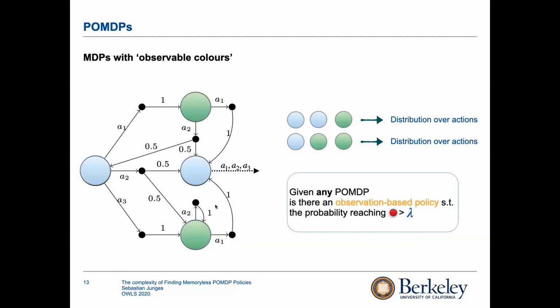you can take. So initially, you only see a blue state, and then you have to select a distribution over A1, A2, A3. Then you might see now we're in a green state. You have to select the distribution over A1 and A2. Then you again see a green state, and you again select a distribution over A1, A2. And one of the important questions, if you have such a POMDP, is the question whether there is such an observation-based policy such that you will reach a red state, which is maybe somewhere over here, with a probability of more than lambda.